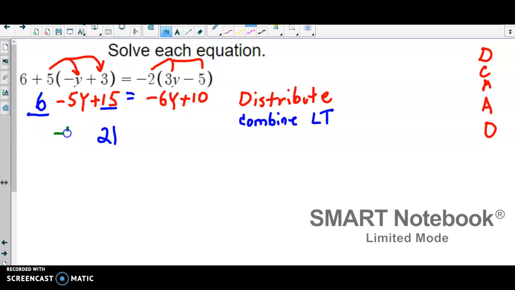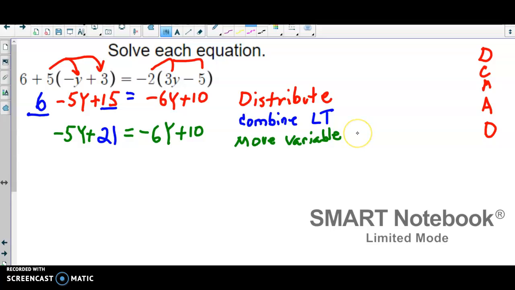I got my negative 5y. Now my equal sign, negative 6y plus 10. Now the next thing I'm going to do is move the variable. Now moving the variable, that's the one with the letter. So that's going to be my negative 5y and my negative 6y.